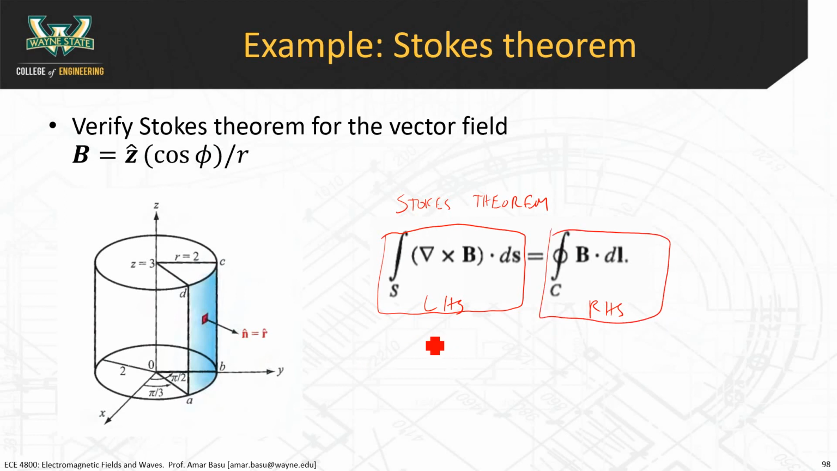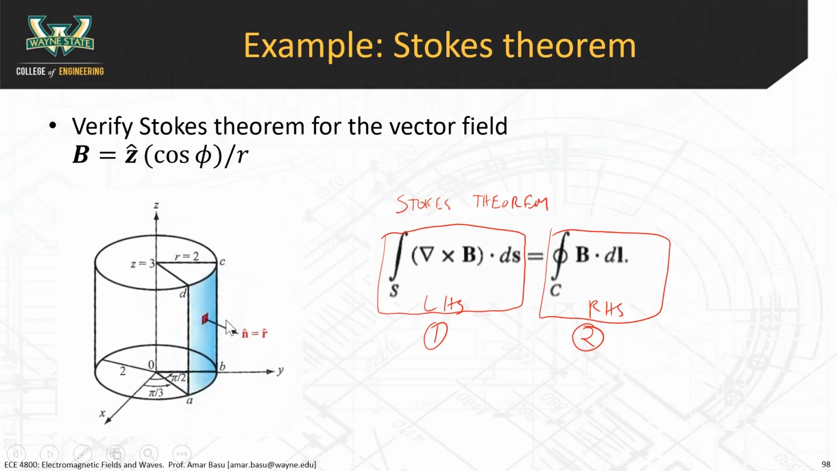This will be step 1. Then we calculate the right-hand side of the equation, that's step 2. And by the Stokes theorem, they should match each other. All right, verifying the Stokes theorem for the vector field B equals Z hat times cosine of phi divided by R. So we're given a vector field, and we can just imagine that this vector field is in the Z hat direction. It's only pointed upwards. And then we're looking at the circulation of this surface enclosed by this contour.